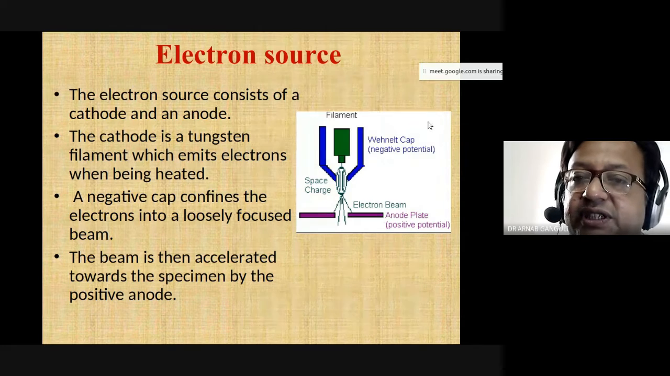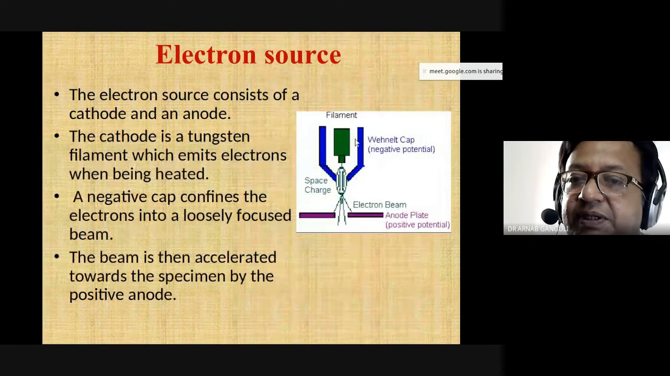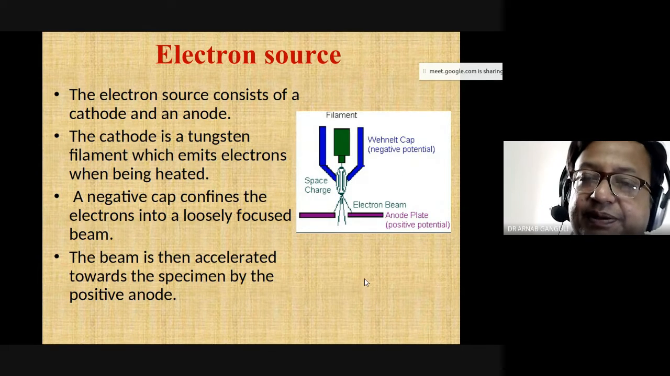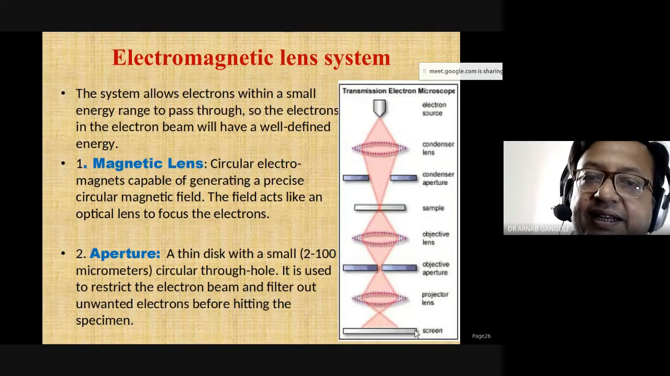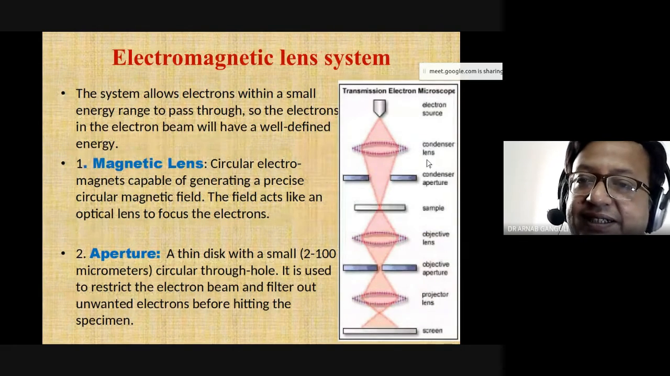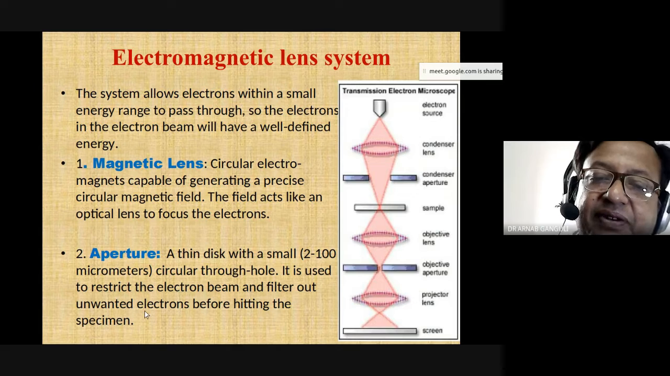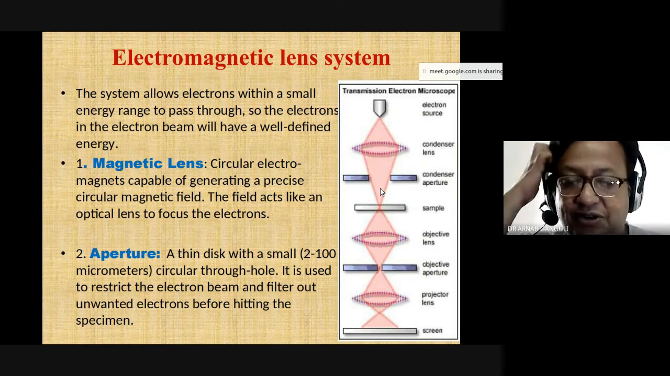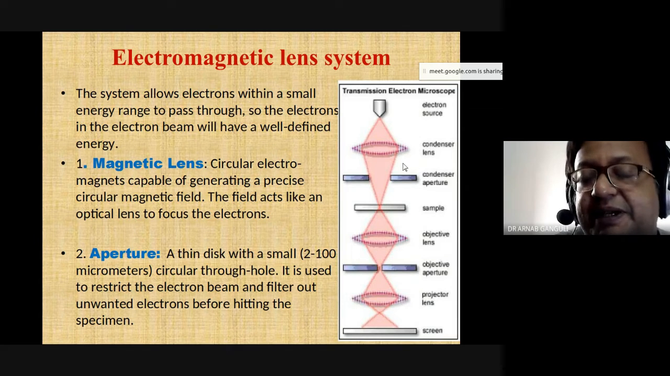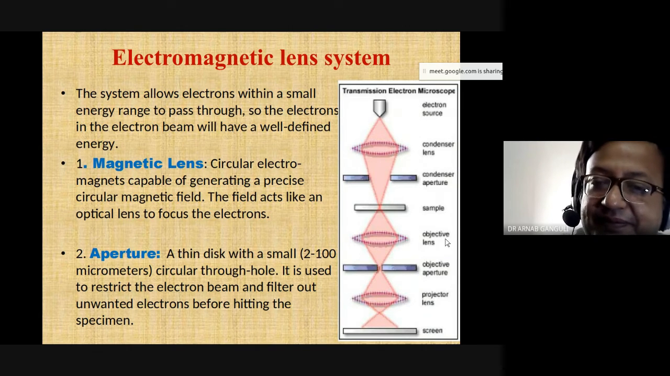So the electron source is from this tungsten filament, or this particular tungsten lamp. And then you have magnetic lens. Then you have the condenser aperture. These are also magnetic. It is a thin disc with a small circular through hole. It is used to restrict the electron beam and filter out unwanted electrons before hitting the specimen. You can block the electrons. You have the condenser aperture also. You have the condenser lens. Same like light microscopy.